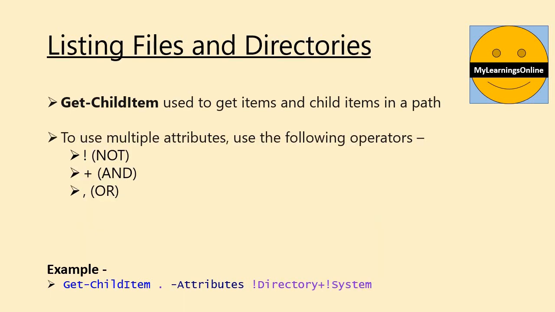To use multiple attributes out of the attributes highlighted in the previous slide at the same time, we can use operators like not, and, or. In this example, we are trying to get items with the attribute not directory and not system files. It means we are trying to list items which are not a folder and should not be a system file as well. It means we are listing only normal files.